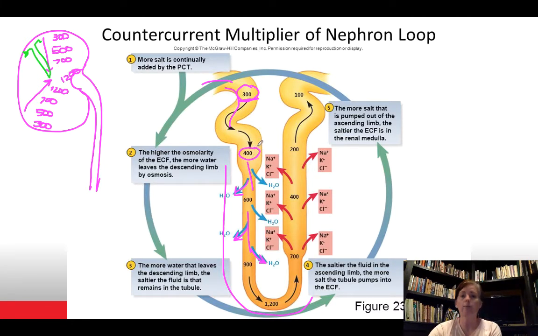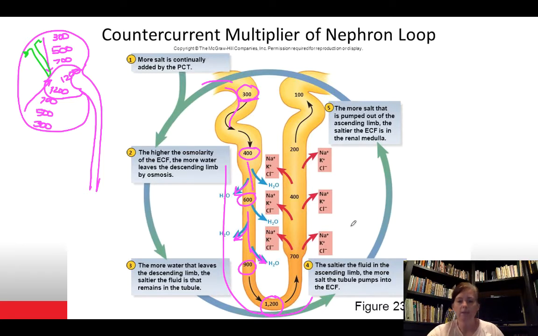So we see our osmolarity increase as we travel down. It goes from 400 to 600 to 900, all the way down to 1200 at the loop. And that's what I've shown you here. This is 1200. So this is where our loop is. This is our super concentrated part of the renal medulla. Okay, so all of our water's left, and we're left with a super concentrated filtrate inside the tubule.